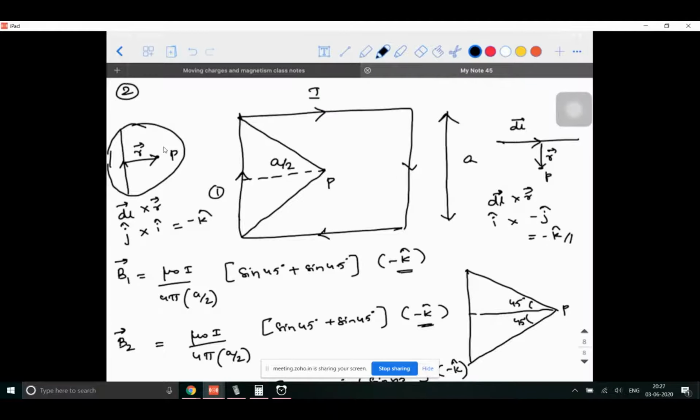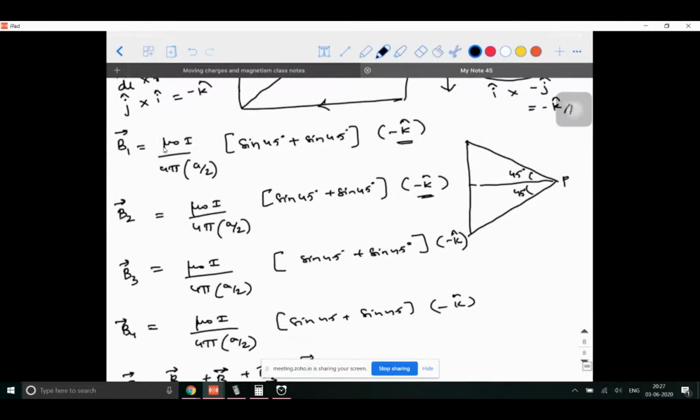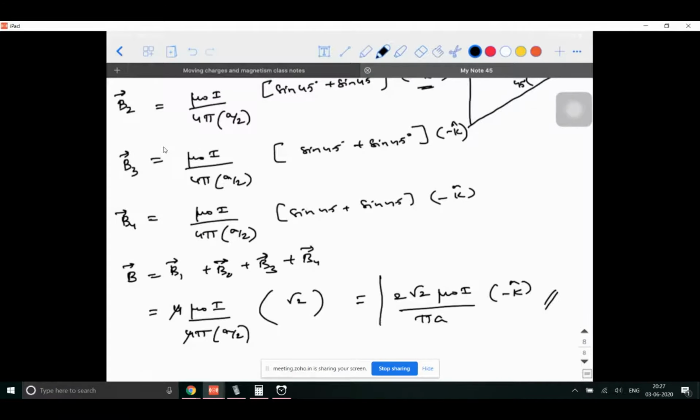Throughout this chapter, this dl cross r will save you. That is why this answer came out to be 2 root 2 into mu naught I divided by pi into a. So this is the final answer. Any doubt in this?